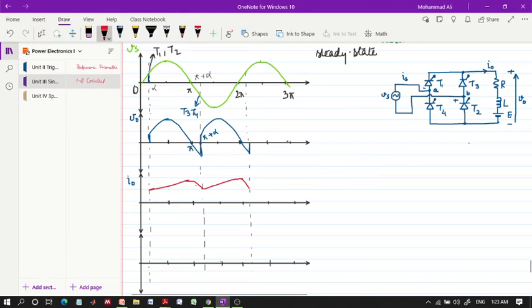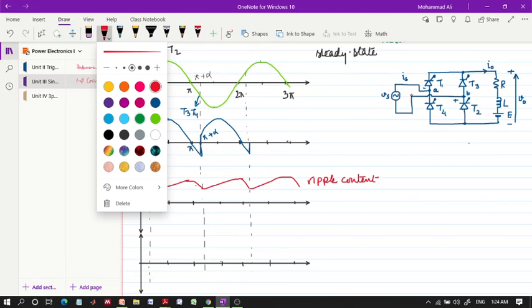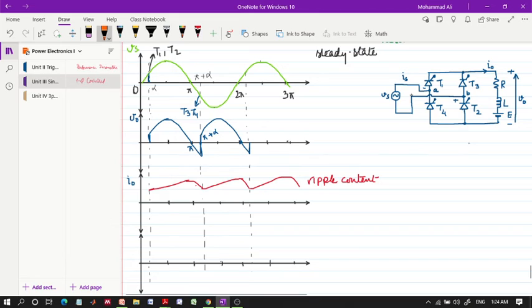Now if I complete this like this, this has ripple content. This output current is, of course, directly linked to the source current IS. If I draw the source current, I should take another color. Let me take an orange color for this. And what is the source current then? It should be exactly like this.